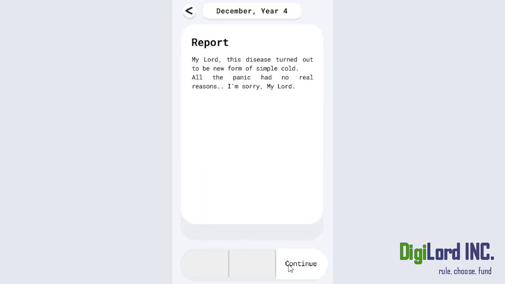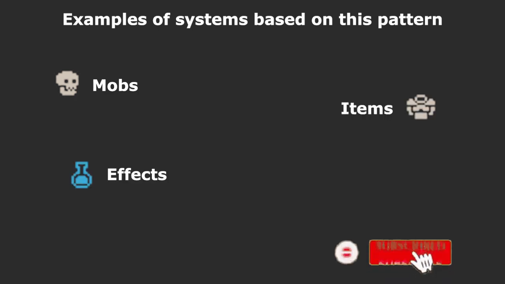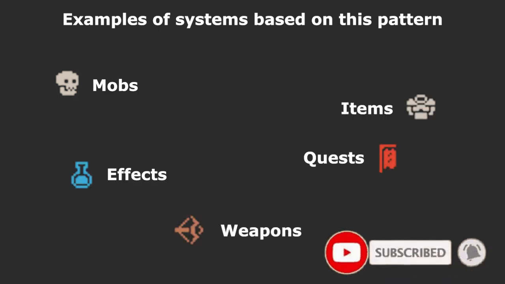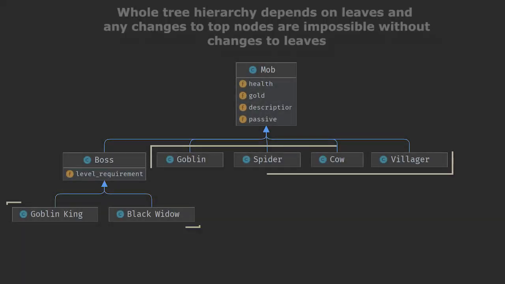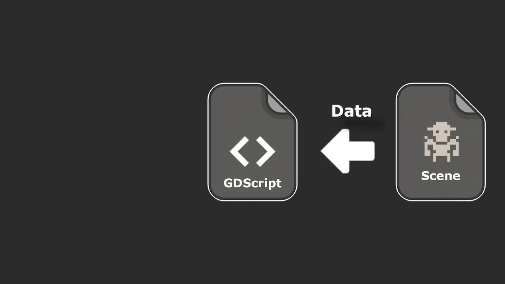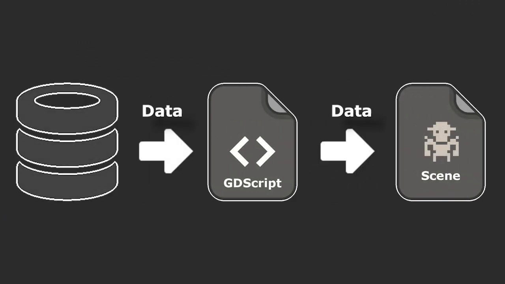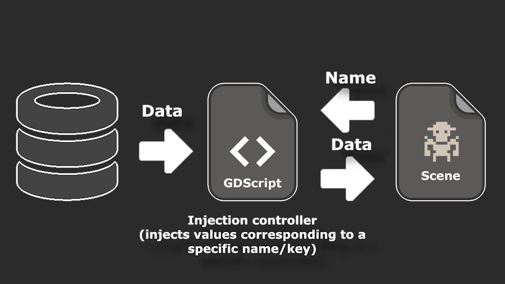And this is not some sort of a niche problem, it applies to a lot of systems in games which use a similar class structure. Items, effects, quests, weapons, all of these things are prone to this problem. So, let's figure out a way to fix it. At its core, this problem comes from the fact that parts of our data are stored in many different scene files. To solve it, we simply have to extract all the data from scene files into one centralized storage, and then inject it back when objects get initialized.